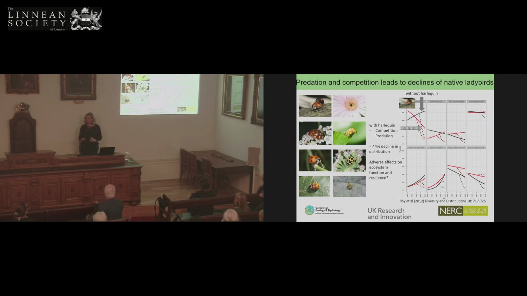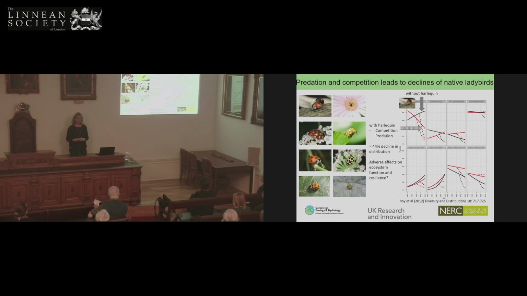The harlequin ladybird eats two-spot ladybirds. Two-spot ladybirds are very poorly defended from being eaten by other ladybirds. And the harlequin ladybird also favors the habitats that the two-spot ladybird favors. It favors other habitats as well, but it thrives particularly well on deciduous trees.